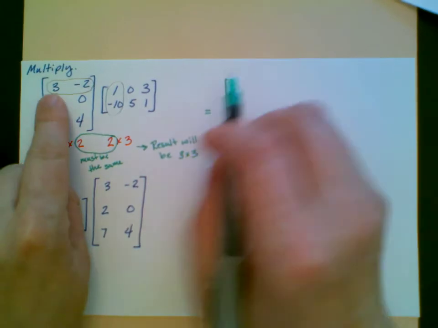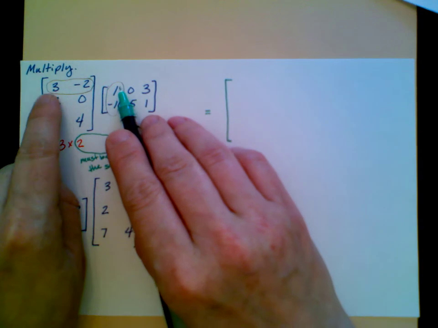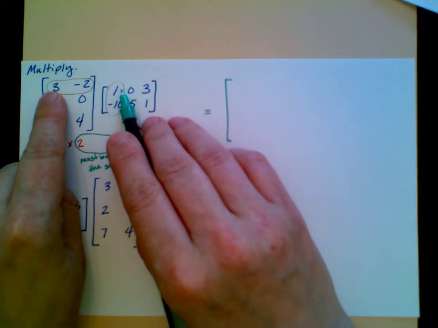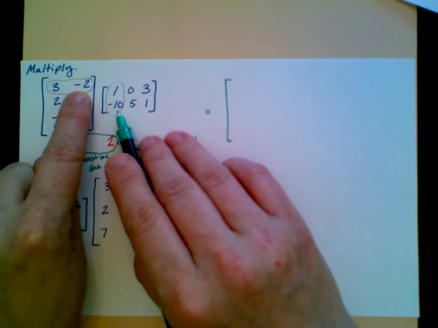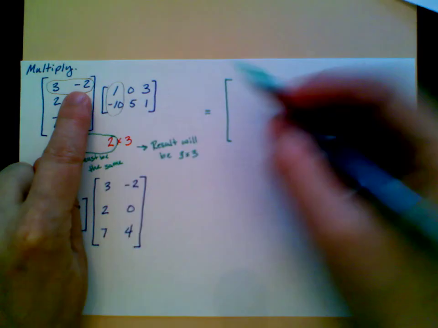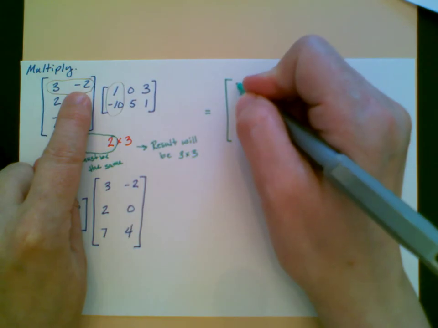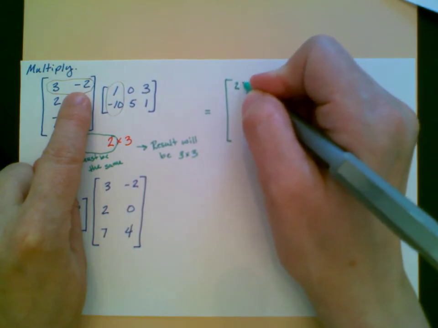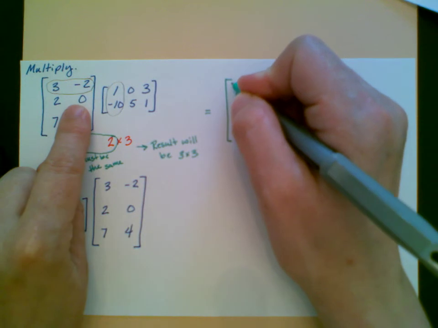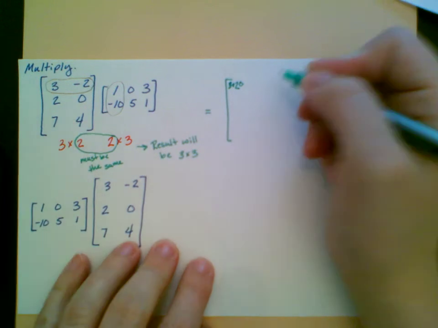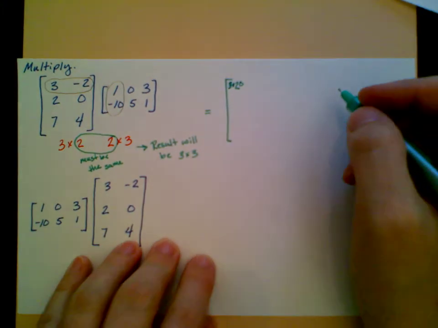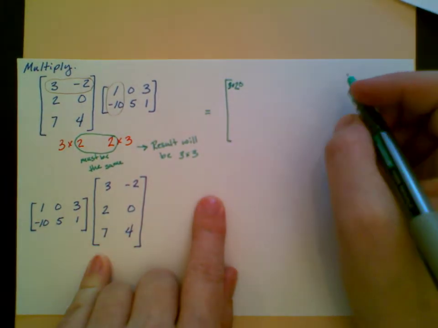So row 1, so I have 3 times 1, which is 3, plus -2 times -10, which is positive 20. So in this position, I have positive 20. Well, I'll go ahead and write out 3 plus 20, which will be a positive 23.